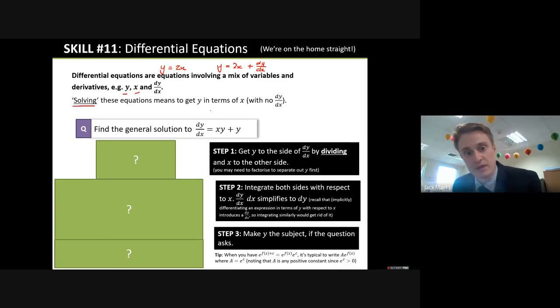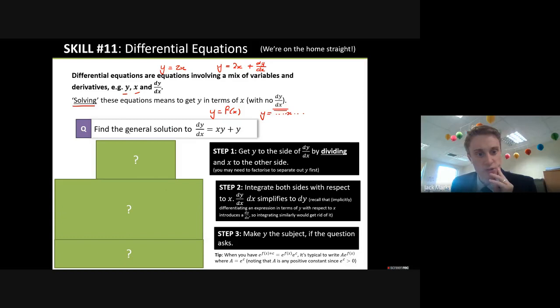And when we say solve, what we mean is we turn it into y is some function of x. Normally y equals something about x. That's what it means to solve. In other words, we don't see the derivative part anymore. So let's have a look at an example.